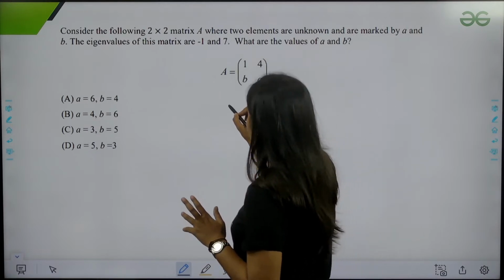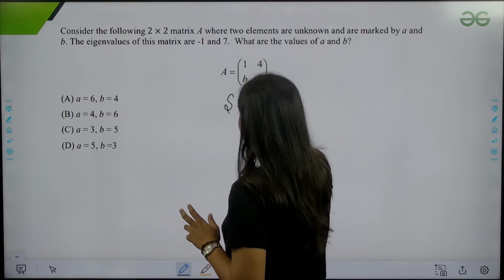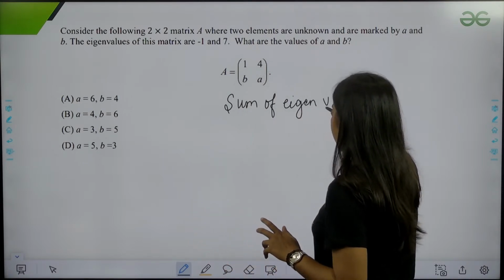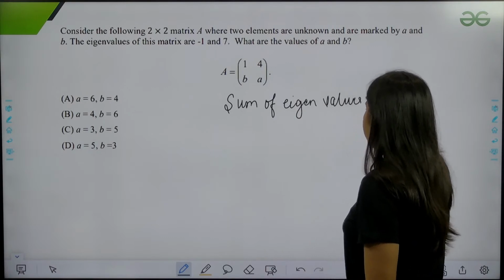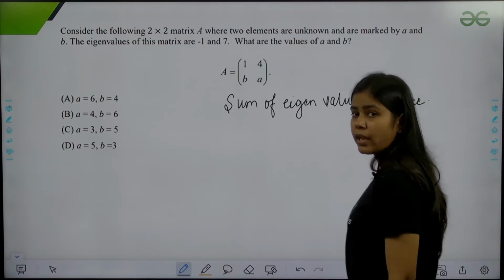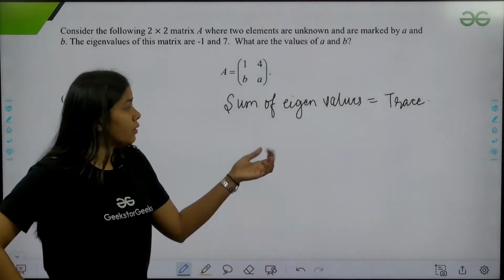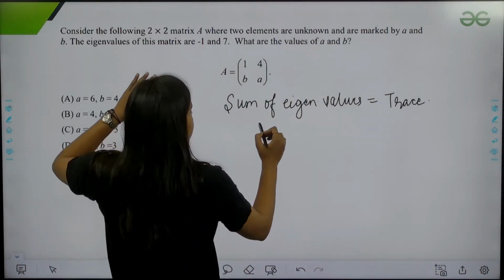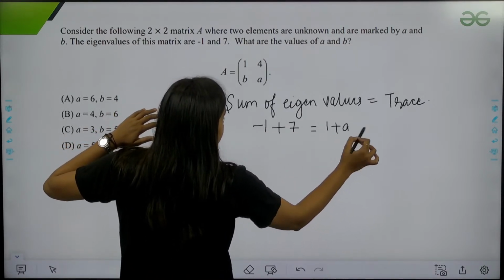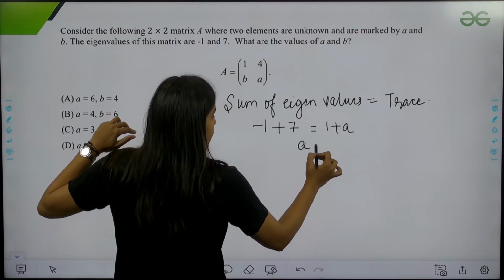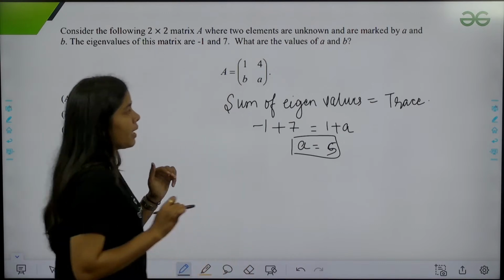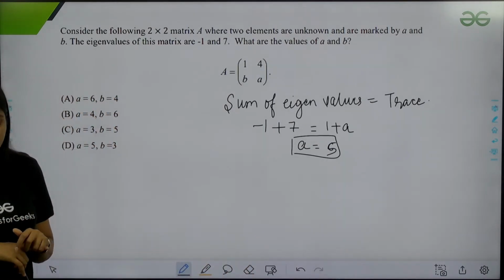So what I'll do, I'll use the formula that the sum of eigenvalues is equal to the trace of a matrix, right? What is trace? Sum of diagonal elements. Sum of eigenvalues is equal to trace. So the eigenvalues are minus 1 plus 7, and the trace is equal to 1 plus A. If I solve this, I'll get A is equal to 5, right?